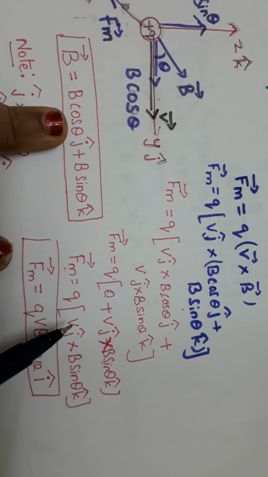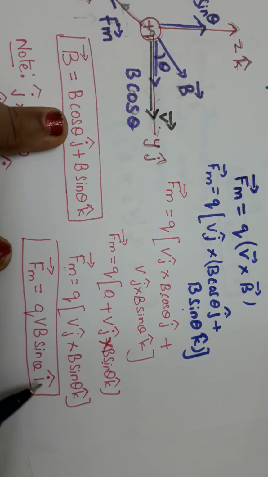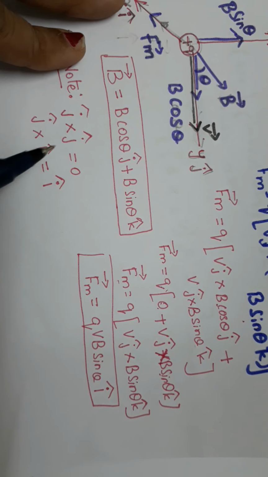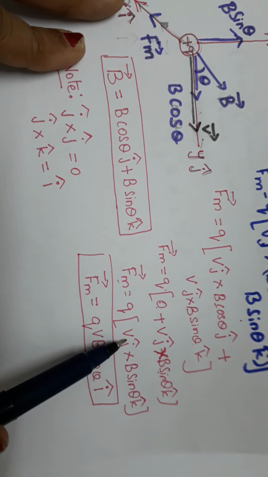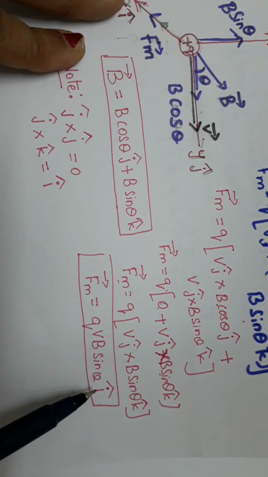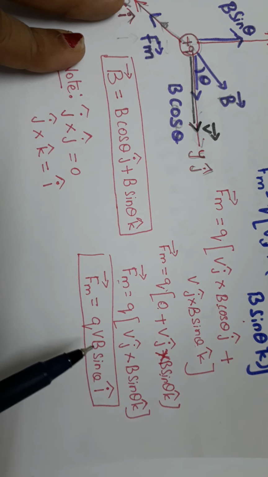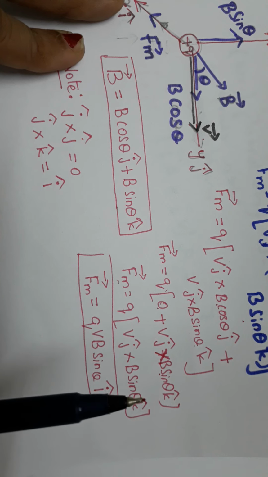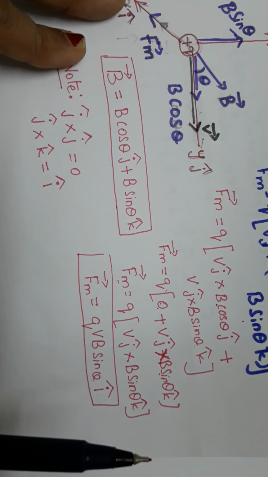Fm is equal to A cross B is AB sin theta, and here the angle between j and k is 90 degree. So what will you get here? QVB, and j cross k is nothing but i. Got it? I have written here j cross k is i. So instead of j cross k, you are writing i cap here. So Fm is equal to BQV sin theta i cap. So I hope you understood, children. Thank you.